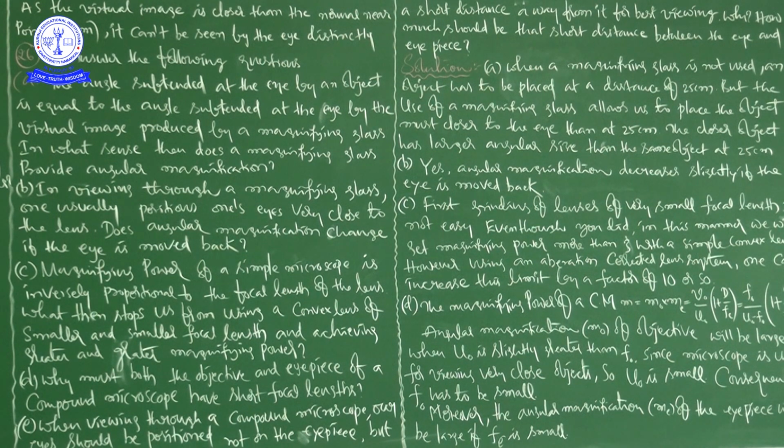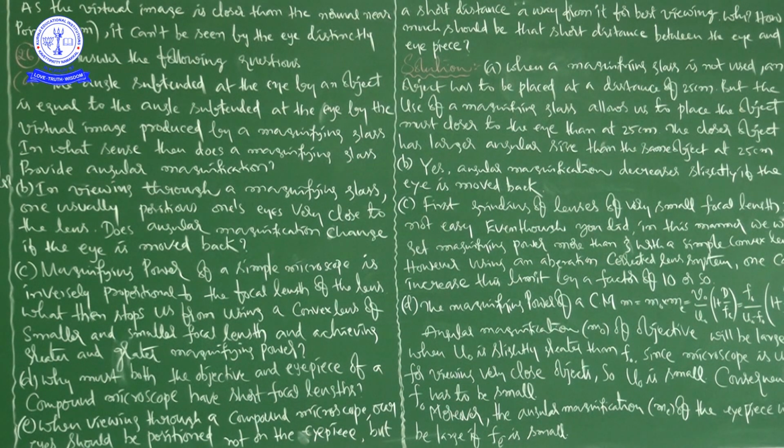Moreover, the angular magnification ME of the eyepiece will be large if FE is small, because FE is in the denominator. So because of these things, both the objective and the eyepiece of a compound microscope have short focal lengths.